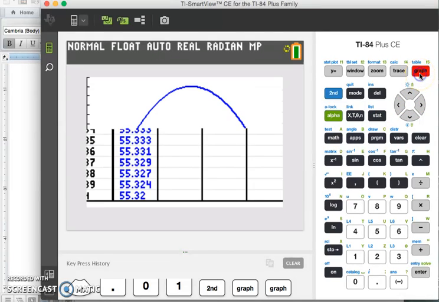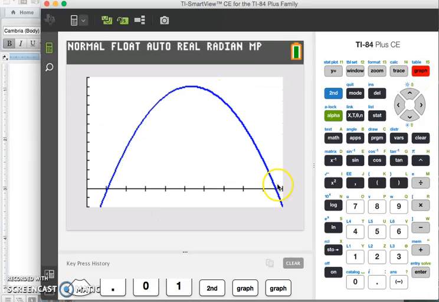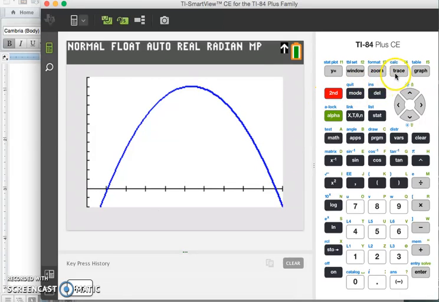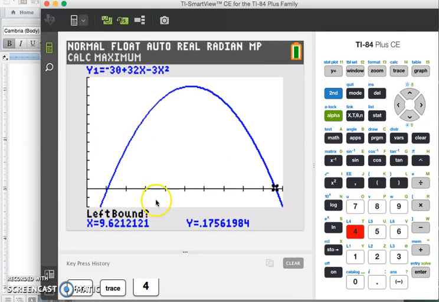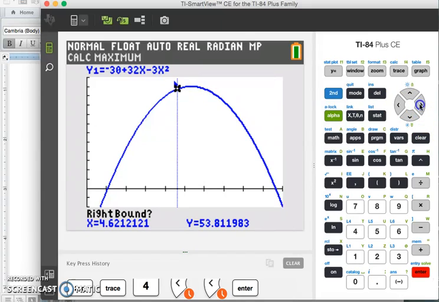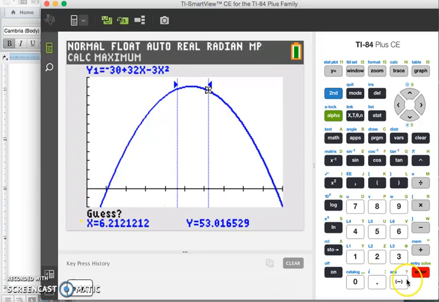So when we push graph, everything is set up. Here's our beautiful curve. We're going to use second calculate, and we're looking for the maximum, which is option number 4. And we have a left bound. Now my blinker is all the way over here, so I need to put it on the left-hand side of the curve. Still on the right, so I'm going to keep scrolling until I get to the left of the maximum. There, I'm right to the left of the maximum. So that's my left bound. And then the right bound, just on the other side, perfect. I moved it to the other side of the maximum. I'm going to take a guess.